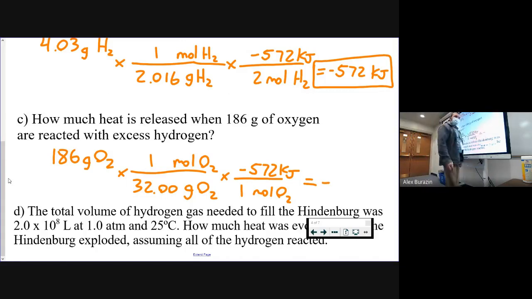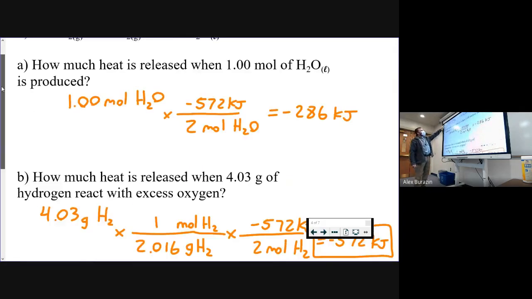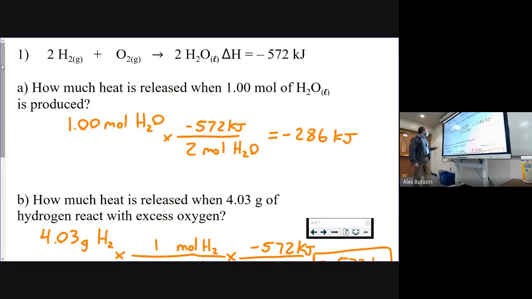How many total kilojoules do we get released? Say that again? I got a negative 3,320. You have 2 moles of oxygen divided by 2. Yeah, I almost did that. I was like, wait a minute. Make sure you look at the right ratio. 1 to, yep. All right, cool.